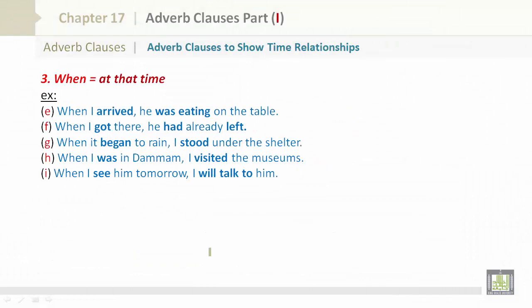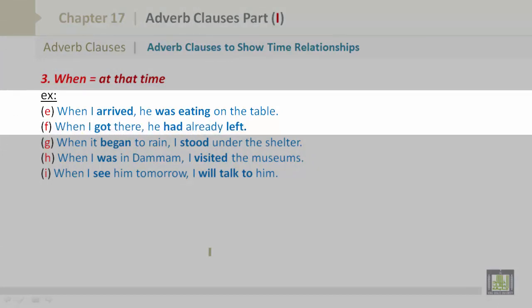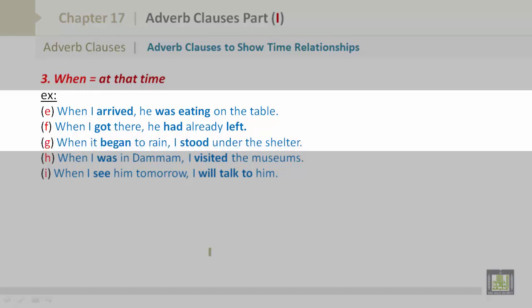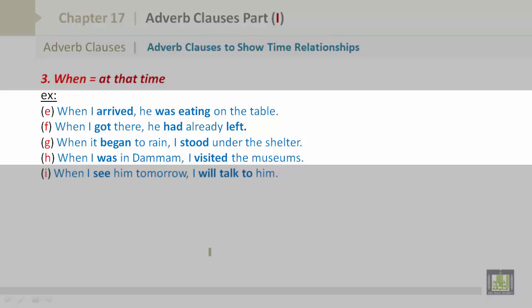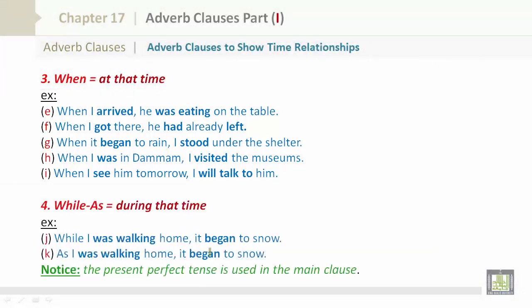Number 3, when. This equals at that time. Let's look at the examples. E, when I arrived, he was eating at the table. F, when I got there, he had already left. G, when it began to rain, I stood under the shelter. H, when I was in Dammam, I visited the museums. And I, when I see him tomorrow, I will talk to him.